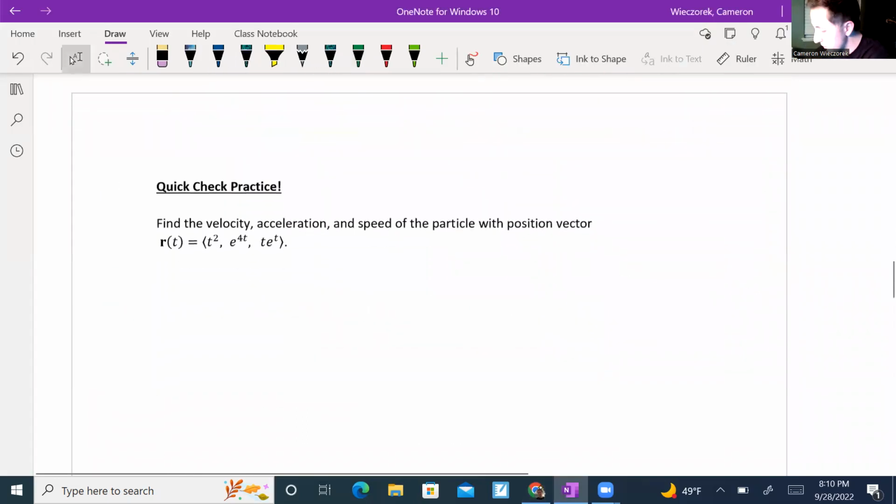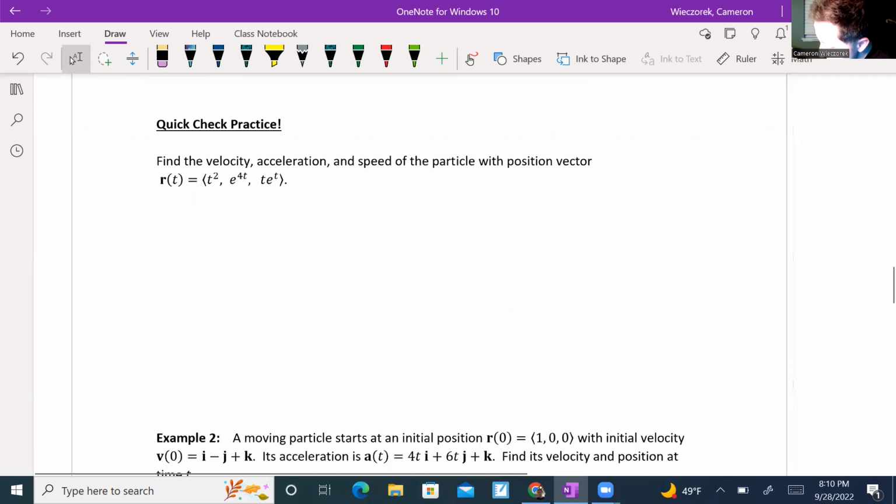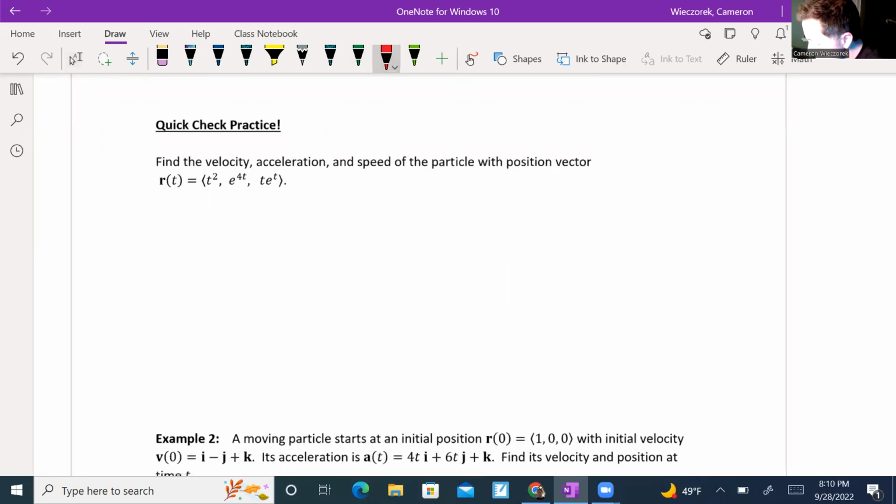Okay, some quick practice here. Maybe you want to pause me and try this out yourself before I put the solution up. Okay, so if you had time to try this out, velocity, let's try it here. Velocity is going to be the derivative of the position function. So we're going to get 2t, we're going to get 4e to the 4t.